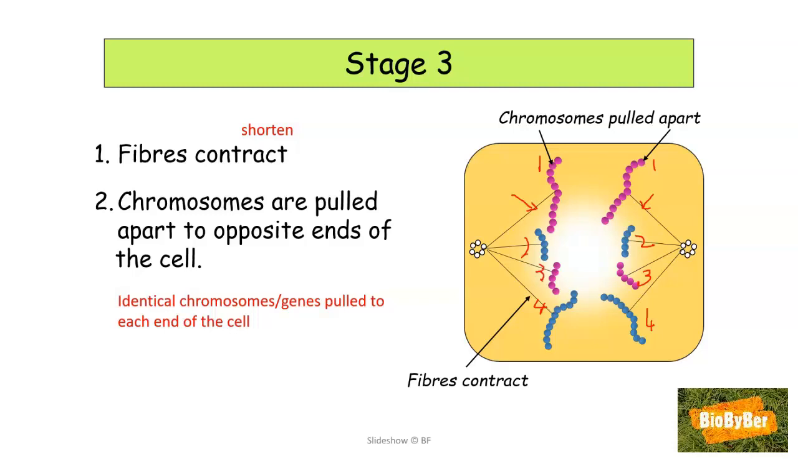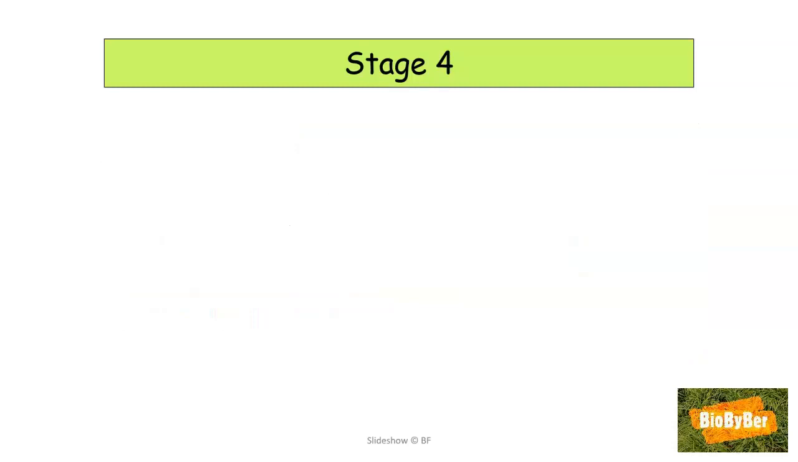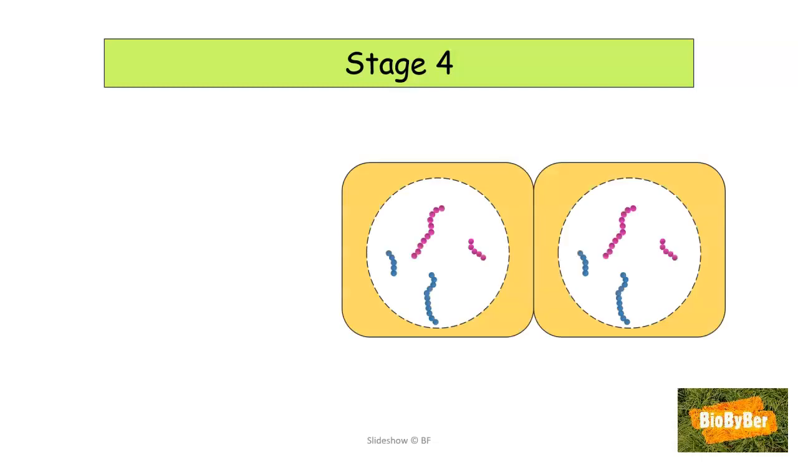The last stage in mitosis is stage 4. How does the process unfold in stage 4? Well, in stage 4, our 4 chromosomes will have been pulled to the left, and our 4 chromosomes would have been pulled to the right. So a nuclear membrane will start to reform around the chromosomes on the left, and a nuclear membrane will reform around the chromosomes on the right.